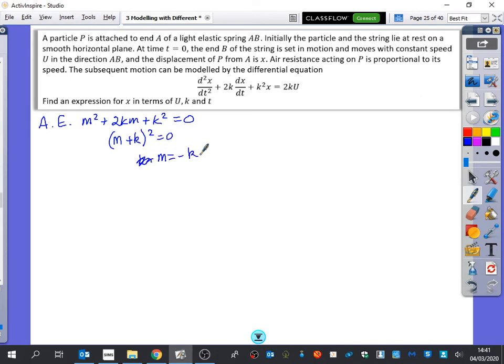What type of damping would it be if this was just free? It would be critical. But we know it's forced, so we know it's not going to be that because we've got some other forces going on here. So our complementary function is x equals a plus bt, e to the minus kt.